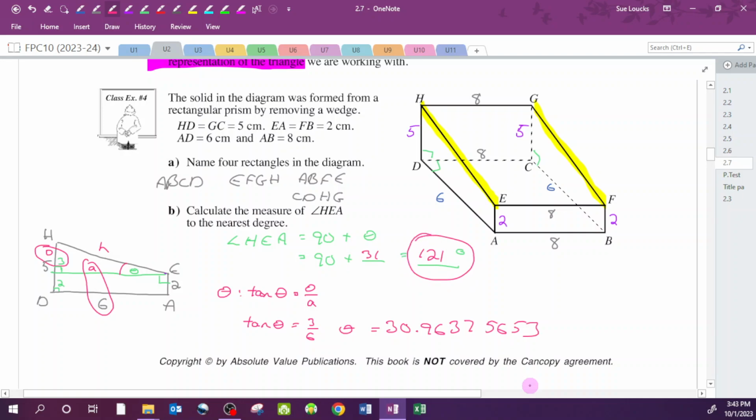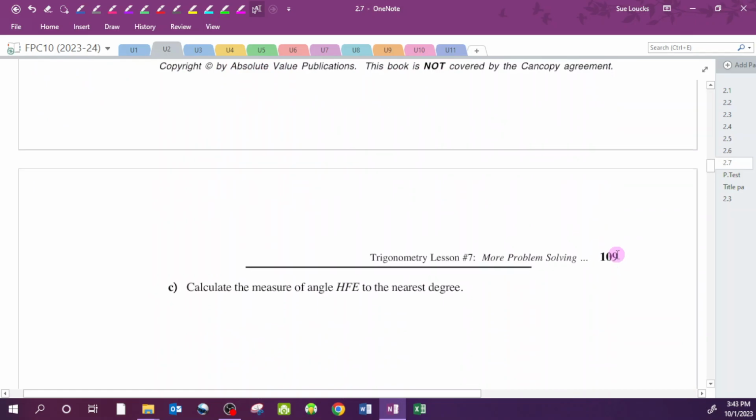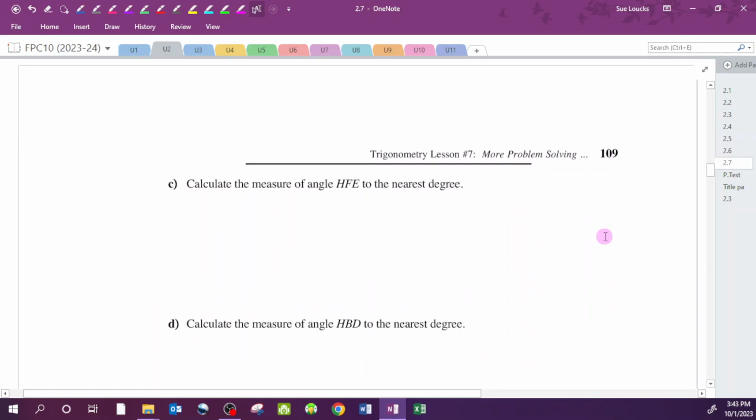All right, now we're not finished. We've got 2 more questions to do with this setup. They're on the next page, so we're going to be flipping back and forth from one page to the next. Calculate the measure of angle HFE to the nearest degree.